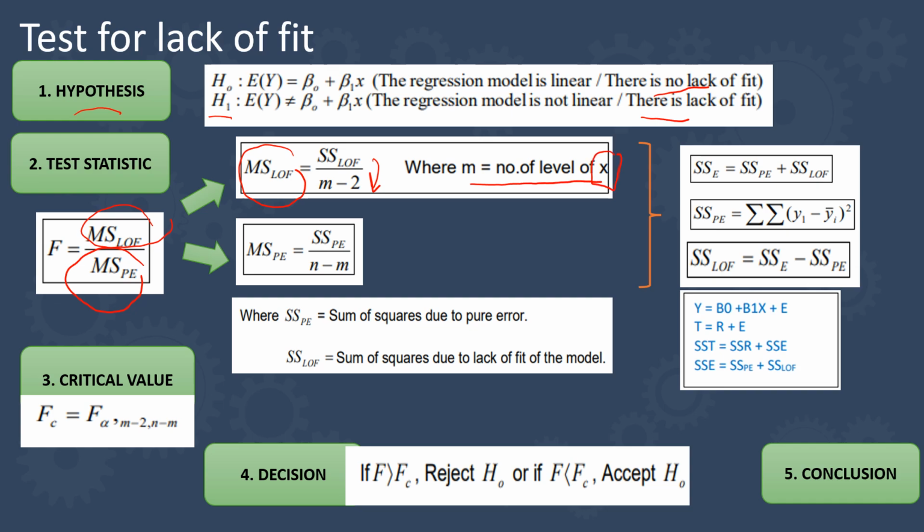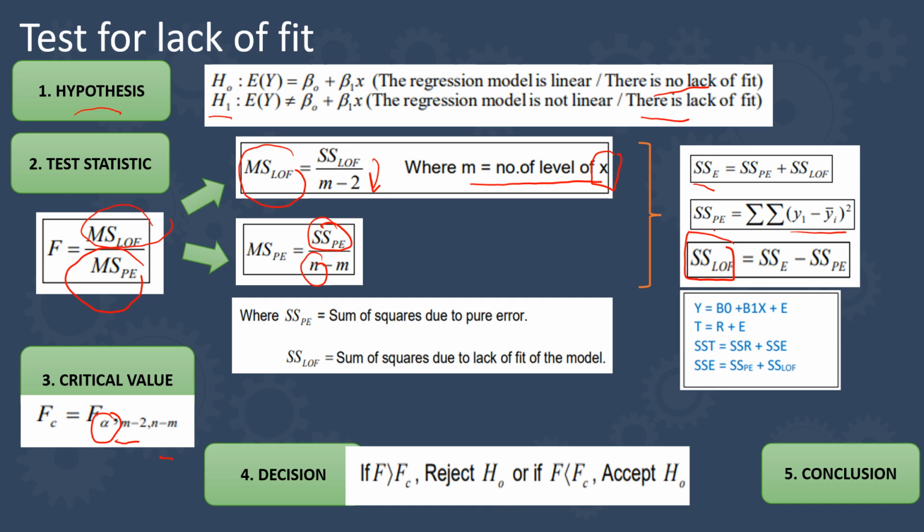And the mean square of pure error, we obtain by dividing the sum of squares pure error by n minus m, where n is the number of observations. So this is how you calculate the sum of squares pure error. We need to obtain the sum of squares error first, and then we can get the sum of squares lack of fit. Then the critical value can be determined from the F distribution based on the degrees of freedom for both lack of fit and pure error, and the significance level, which we typically set as 0.05.